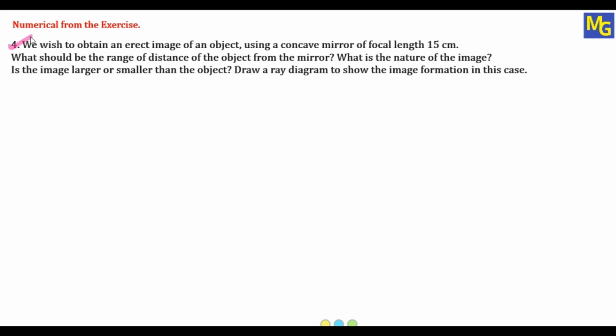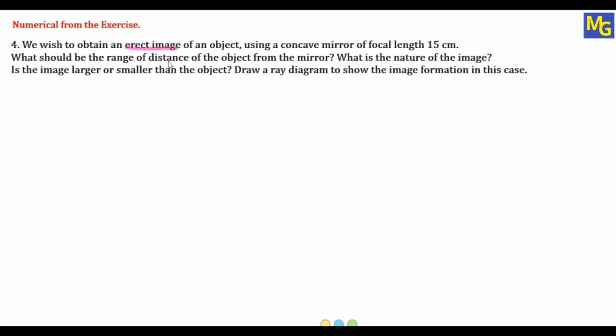The numerical says we wish to obtain an erect image of an object. So we are going to get an erect image of an object using a concave mirror of focal length 15 centimeter. Here we are going to use a concave mirror whose focal length is 15 centimeter, and we are going to get an erect image of an object. What should be the range of distance of the object from the mirror? Means where we can keep our object from the mirror so that we can get an erect image.